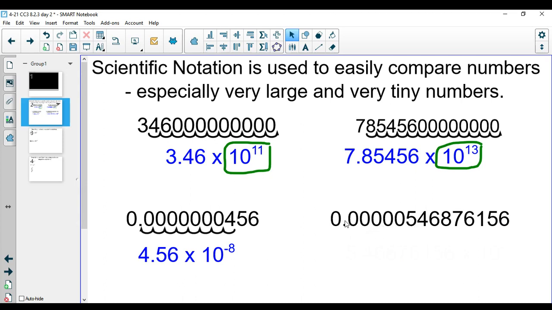Do the same thing with this number. Here we have our significant digits show up at the 5. So we put our decimal one digit after the 5. And we count how many places do I need to move that decimal over to the left so that it'll be worth this number. And we get 1, 2, 3, 4, 5, 6 places to the left. So I write 5.468766156 times 10. Because I'm moving it to the left, it's 10 to the negative 6th.